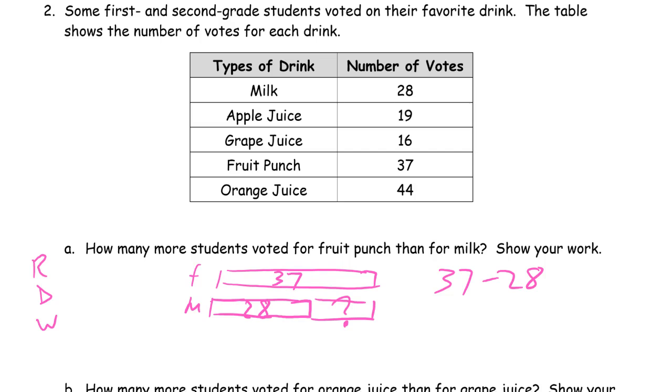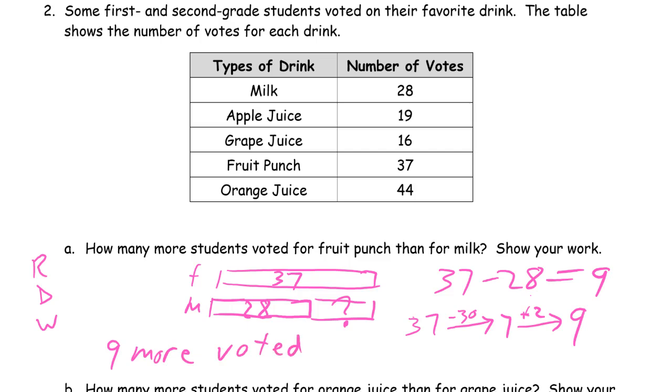This 7 ones, taking away eight ones. There's no really easy mental method that I can see here. Except this is a minus eight. And we could think of, we could do this. If you wanted to do something besides vertical subtraction, you could think of 37 minus 30, which would be 7, and then add the 2 back, which would give us 9. It's kind of an arrow way. You could also use tape diagram to show this subtraction. 9 more voted for punch.